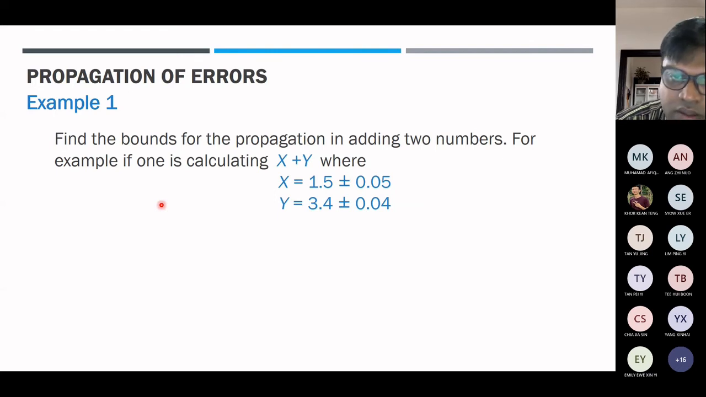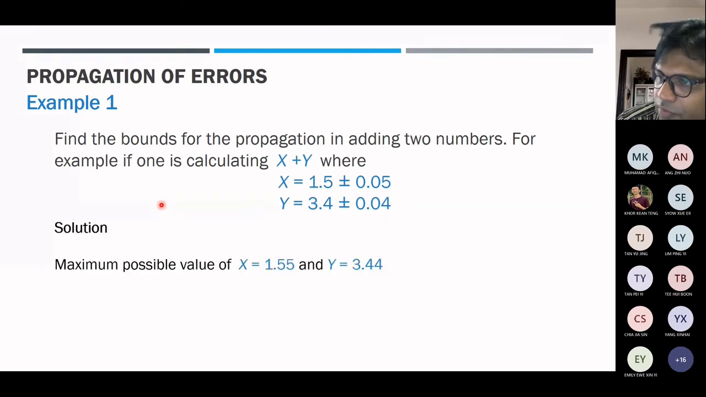Okay, so always remember that we have to consider, for all the items, the maximum and the minimum errors of these two cases. Okay, let's do it one by one. So how do we need to solve it? First, we need to find the maximum possible value.